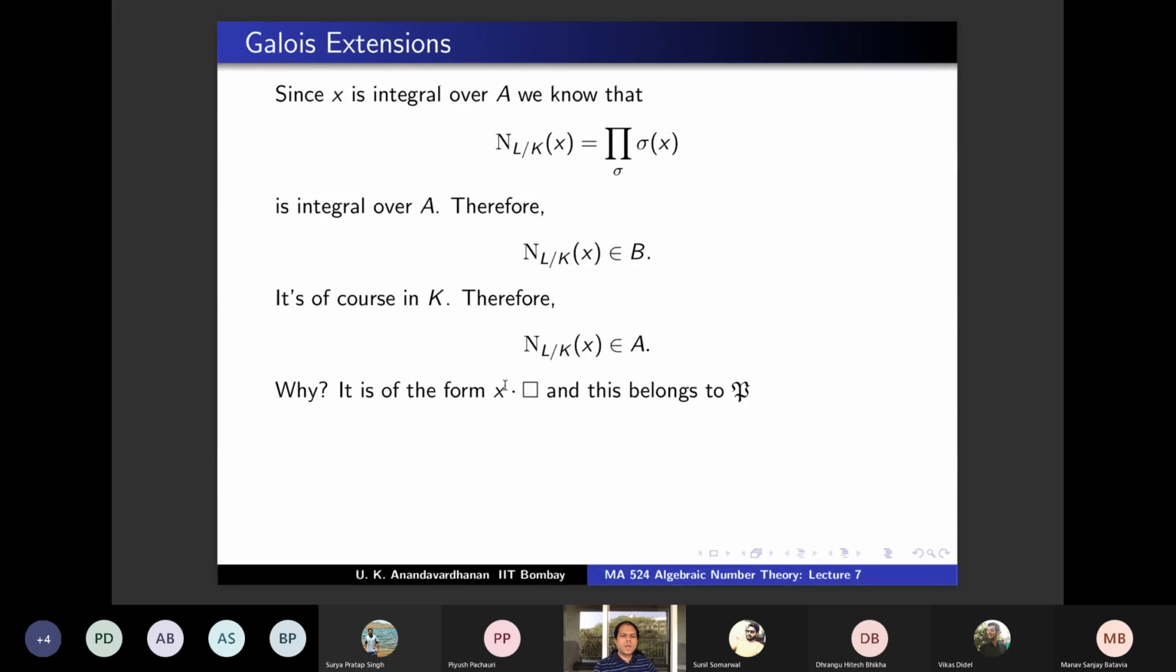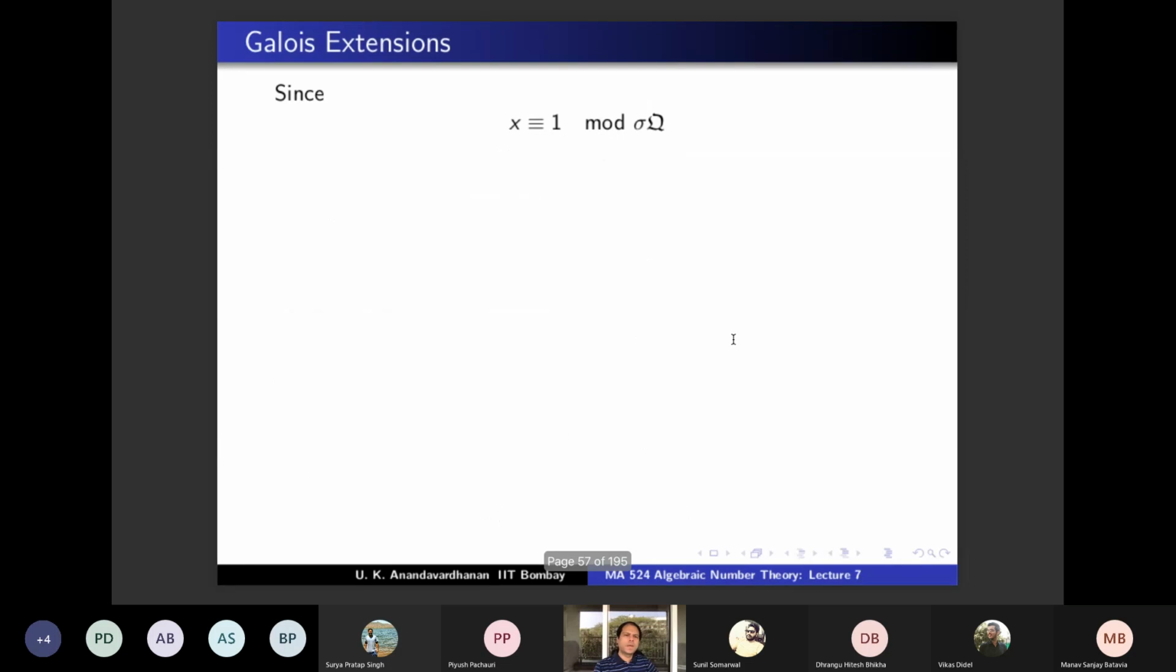So this product belongs to P because x belongs to P and P is an ideal, and therefore you know that norm of x belongs to A and also to P. Therefore it belongs to P intersection A. But what is P intersection A? It is small p. So norm belongs to small p. Okay. And we also have chosen x as that x is congruent to 1 modulo sigma q, and therefore x does not belong to sigma q.